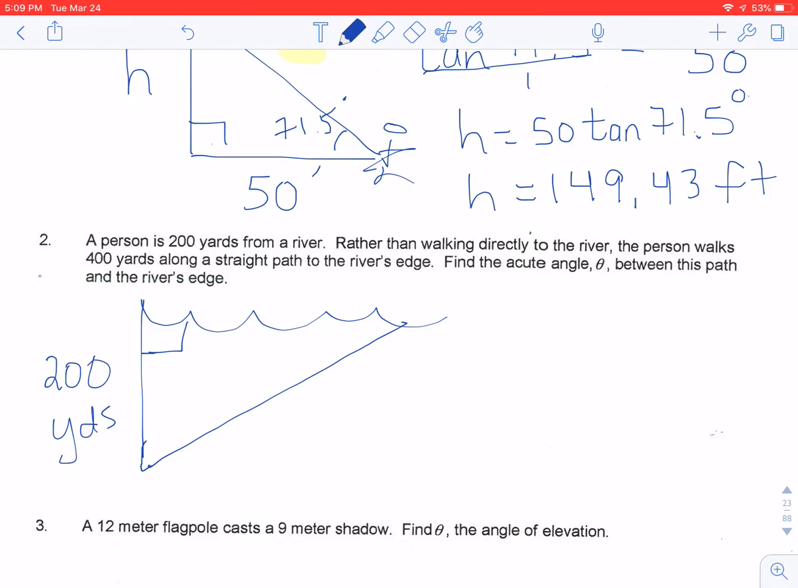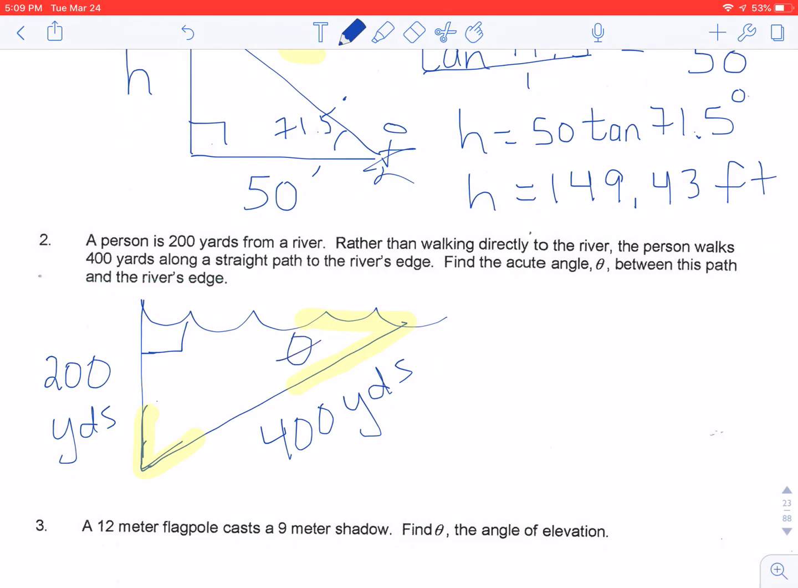They want us to find the acute angle. So we know the person's walking 400 yards. That would be the hypotenuse. We want to find the acute angle between this path and the river's edge. Well, we have two angles to choose from. We have this angle here, but this angle would not be the path with the river's edge. So we're going to use this angle because it is the path with the river's edge. So this is going to be our theta.